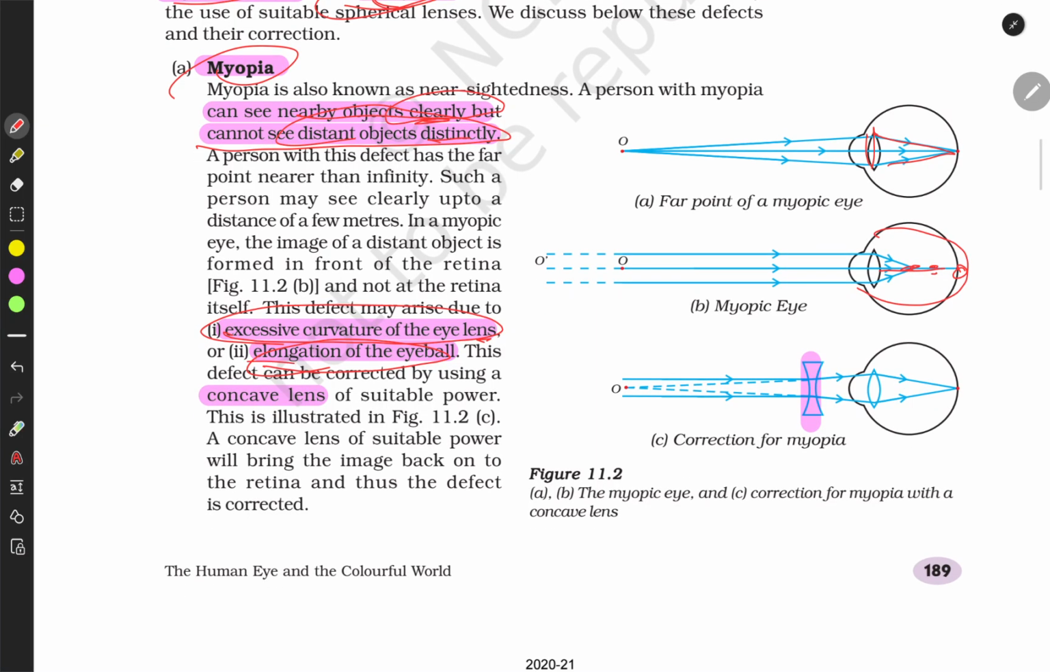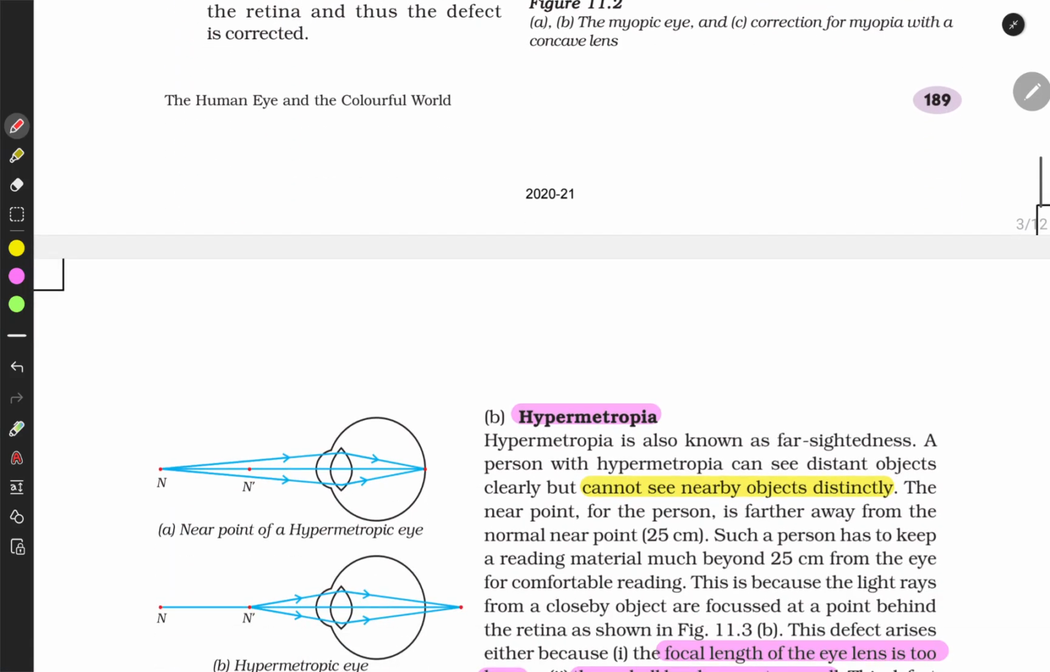So in this case, what will happen? We will use a diverging lens. If the image is forming before the retina, this is the retina, and the image is forming before the retina, this can be solved by diverging some rays, so that by slight diverging the focal length increases. So a diverging lens is a concave lens. It slightly diverges and then forms the image at the retina.